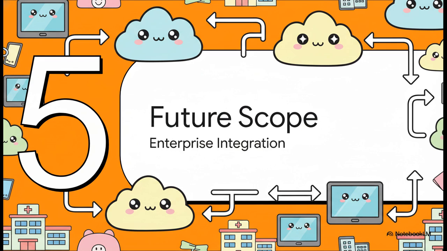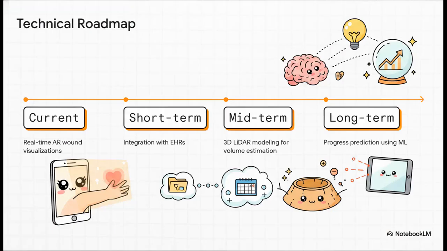Finally, let's zoom out a bit for Section 5, Future Scope and Enterprise Integration. To truly transform healthcare, a system like this can't just live in a silo on a standalone device. Here's the technical roadmap going forward. We're currently at the AR overlay stage. The short-term goal is seamless Electronic Health Record, or EHR, integration. This syncs the wound data directly to a patient's central file, making longitudinal tracking absolutely effortless for remote clinicians and telemedicine.